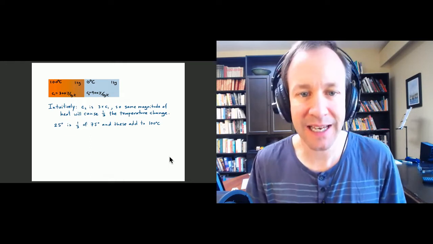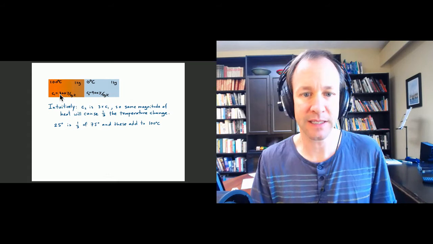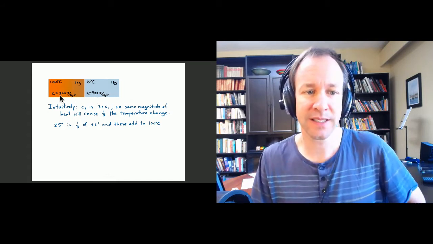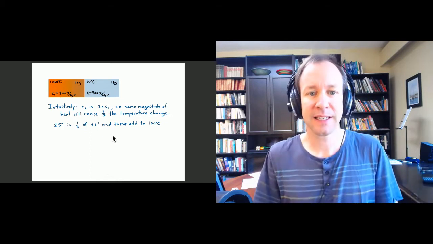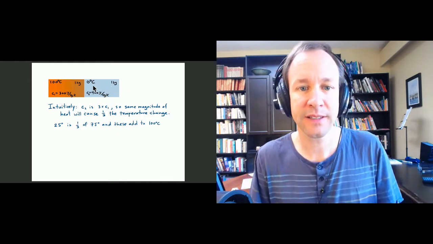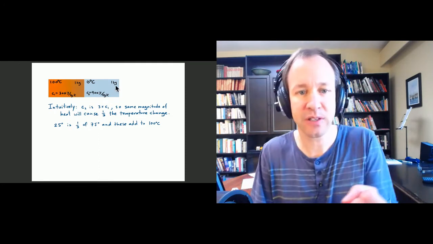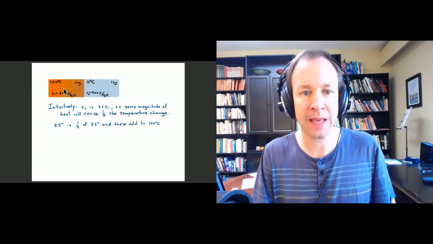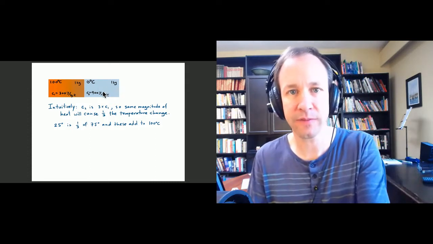So we might have actually guessed that that would have been the final answer based on the ratio of these specific heats. So C2 is 3 times C1. That means that it's 3 times as hard to change the temperature of this object compared with this object. Or for a given amount of energy, the temperature change is going to be 1/3 for this one as compared to this one. And so the energy Q that flows out of this one is the same as the energy Q that flows into this one.